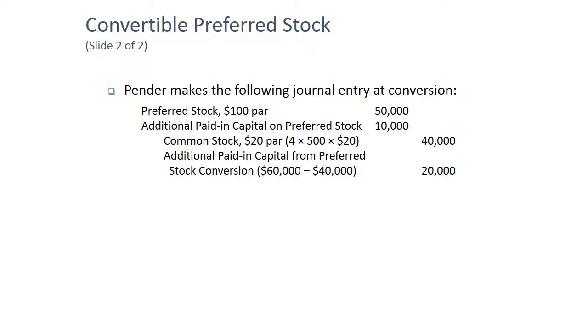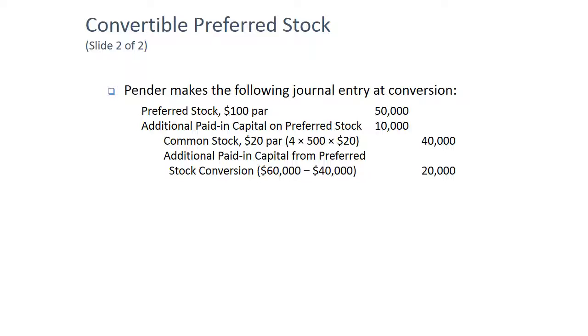Well, remember it converts to 4 shares of common. There's 500 preferred, so 4 times 500, 2,000 shares of common stock. The common stock has a $20 par value. So 40,000 of the 60 will be credited to the common stock, and the excess of 20 will be credited to additional paid-in capital from preferred stock conversion.